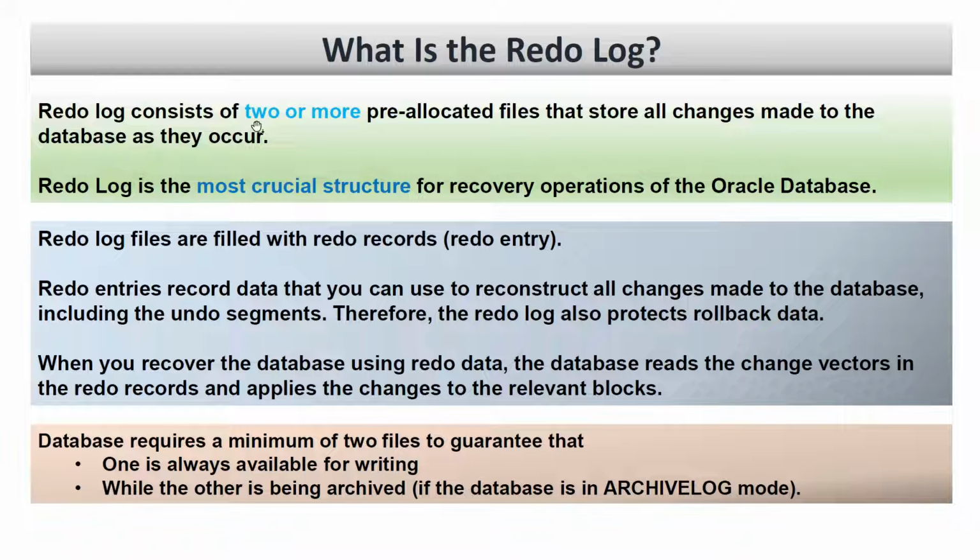Now remember, I mentioned the redo log consists of 2 or more files. The database requires a minimum of 2 files to guarantee this, so you need 2 redo log files. One is always available for writing while the other is being archived if the database is in archive mode. So if you have 2 redo logs, it will write to one and the second is being archived if it is in archive mode. If it is not in archive mode, it will stay there and nothing will happen. So remember, it will not write to all the redo log files together.